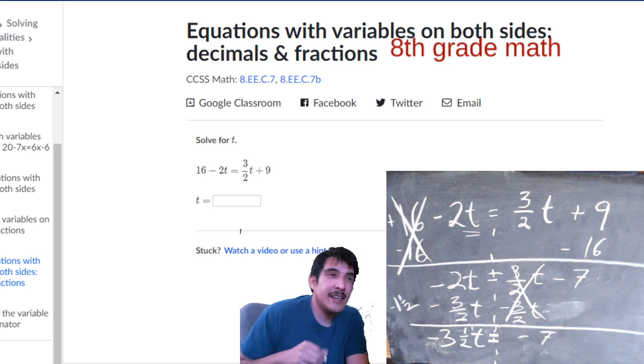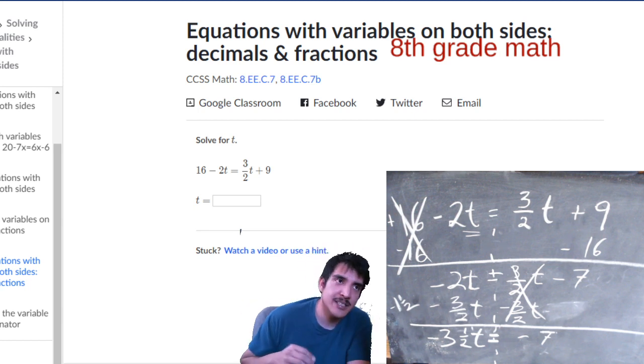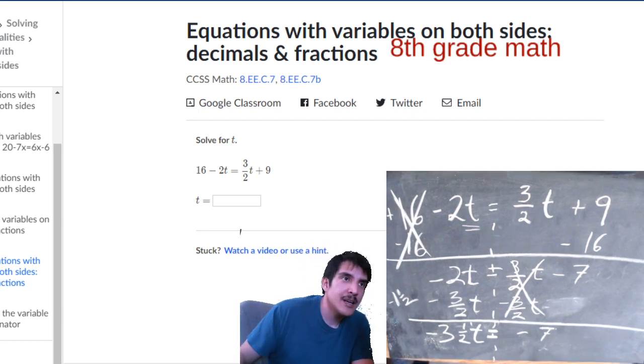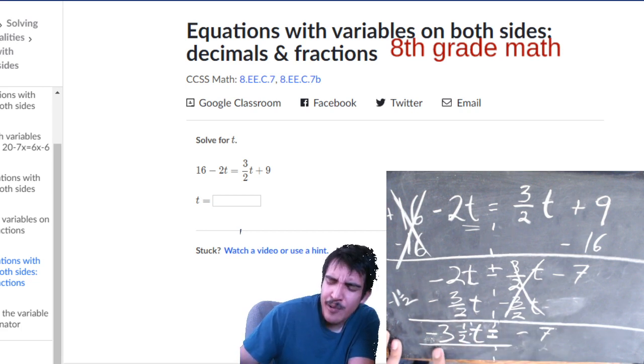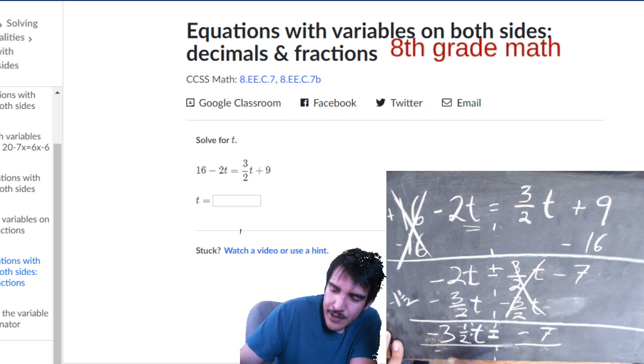Okay? And again, this is where it comes in handy to know your decimals and your fractions, because minus 3.5 t, how do you get rid of that minus 3.5 t? Or how do you get rid of that negative 3.5 you're multiplying by here? You divide by 3.5, or by negative 3.5. Now, I'm going to do divide by negative 3.5.